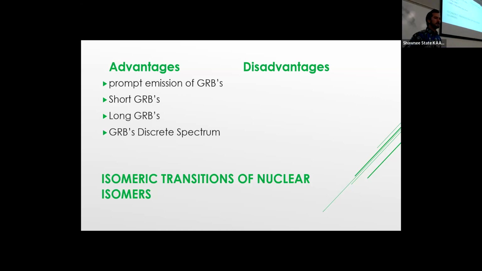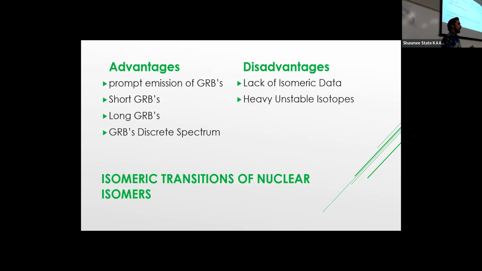So what are some disadvantages to using this theory? So one of them is the lack of isomeric data. All the isomeric data that we have is 100% experimental. They run tests and they excite things and they observe it and they have to do a bunch of tests. But this is only really good for common stable elements. And so heavy unstable isotopes are nearly impossible to figure out if they have isomeric states.